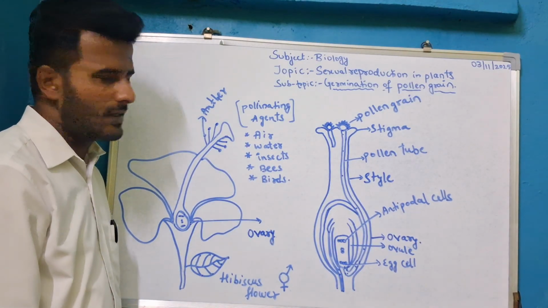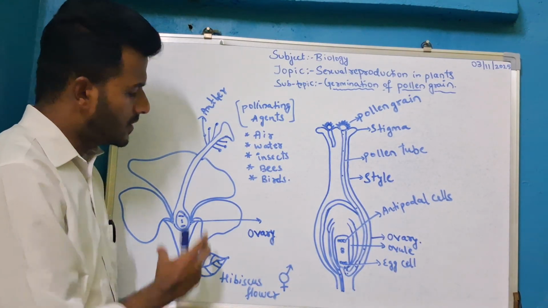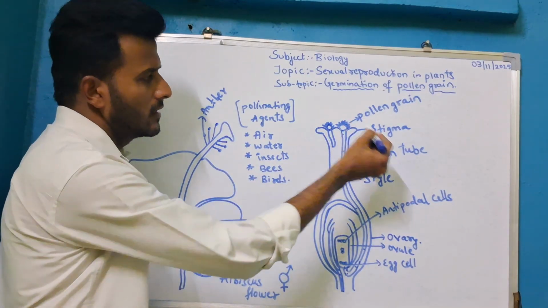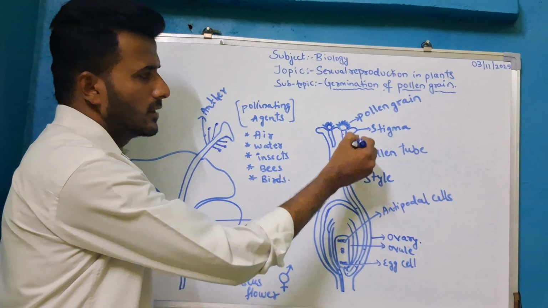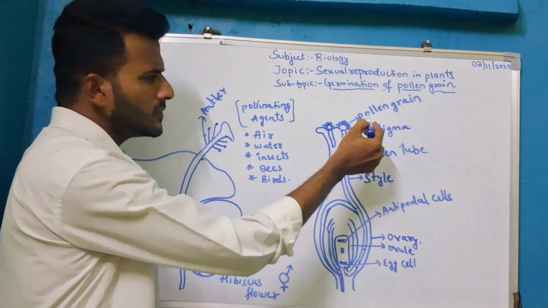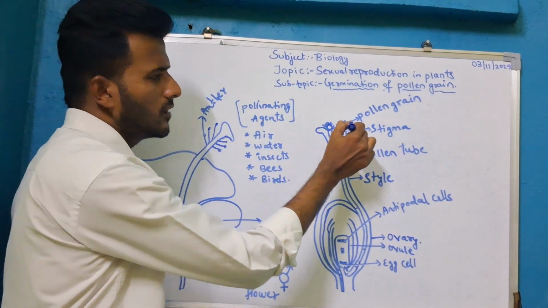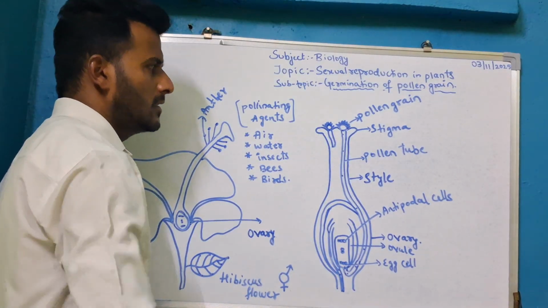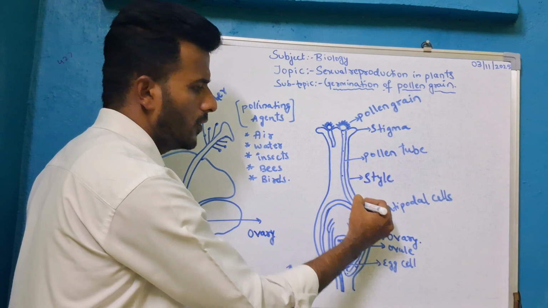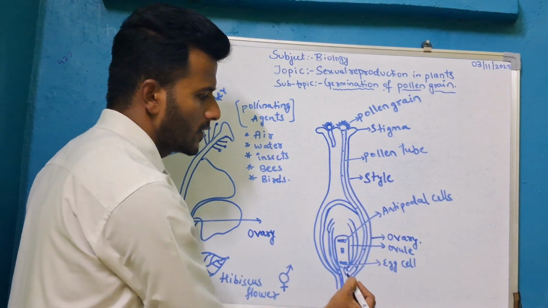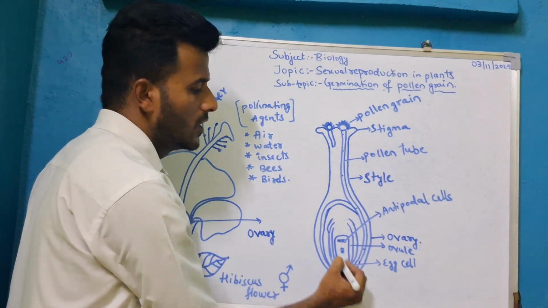So what happens after that? Let's learn some parts of the ovary. Pollen grain, stigma, style, ovary. So here, when the pollen grain falls on the stigma, it develops the pollen tube towards the ovary, towards the ovule.